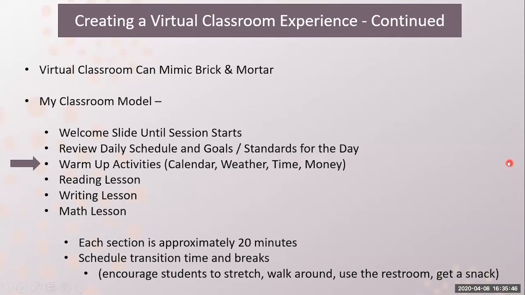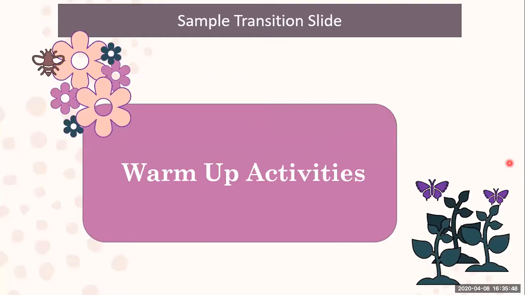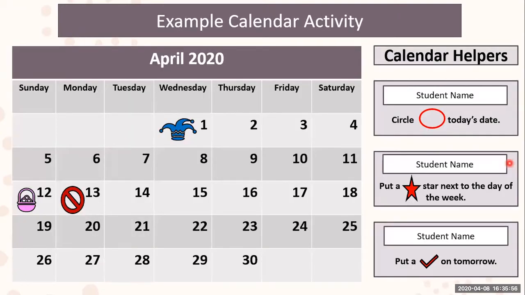All right, and now we'll take a look at just some ideas for warm-up activities. And so here would be the transition slide. You'd say, okay, now let's take a look at our warm-ups for today. This can be your calendar activity. You have your little calendar helpers. So you would call on volunteers and you'd say, okay, who would like to help fill out the calendar for today? You get some volunteers, you just type their name up here where it says student name, and then they work on the activity. And so one person's gonna grab the whiteboard tool and they'll circle the 8.